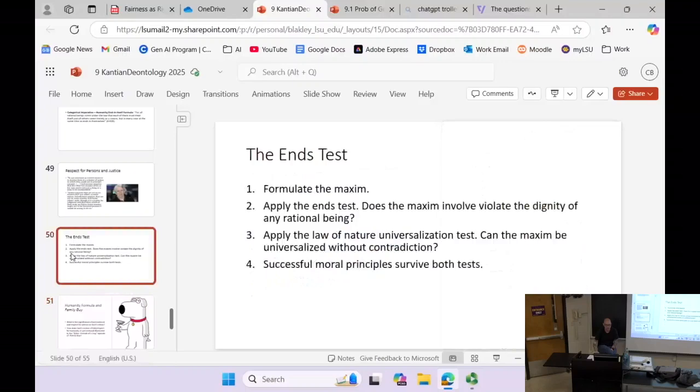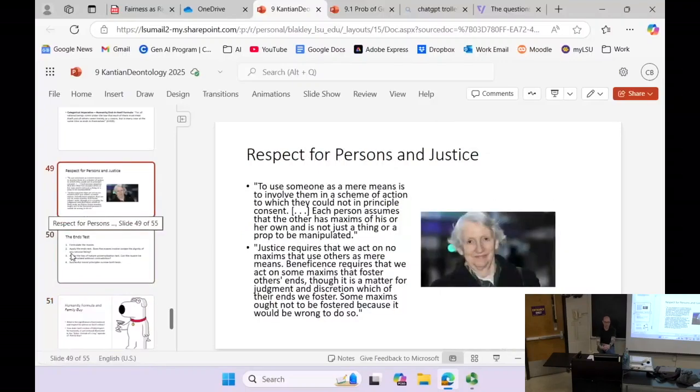So go back to this passage. To use someone as a mere means is to involve them in a scheme of action to which they could not in principle consent. Each person assumes, so respect for autonomy is a huge thing in Kant. It's up to each of us to perform the categorical imperative and do so rationally to figure out what's right or wrong. You can't be paternalistic. So you're going to get arguments for classical liberalism out of Kant, limited forms of government. There's a libertarian version of Kantianism for sure, and one of utilitarianism as well.